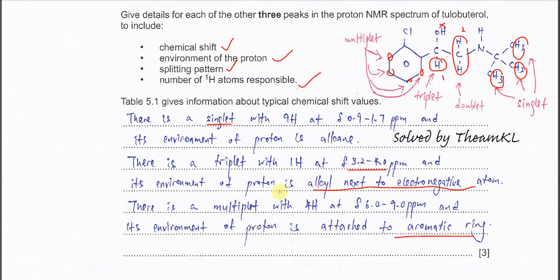Again, there is a multiplet with 4H, 1, 2, 3, 4, at 6 to 9 ppm, and its environment of proton is attached to the aromatic ring. This is the proton environment.